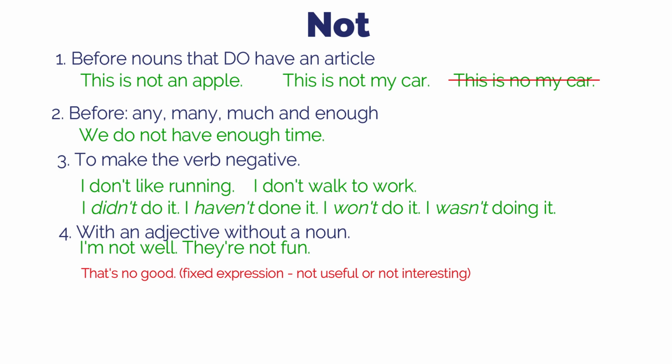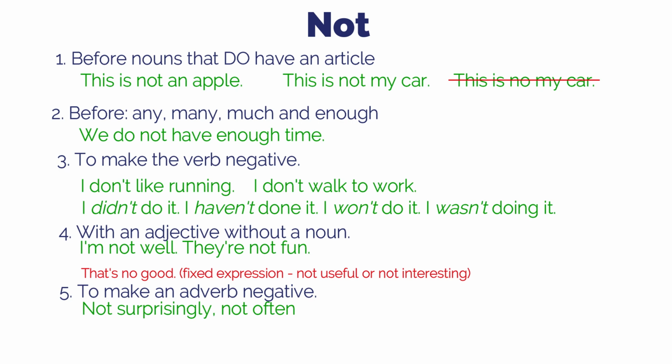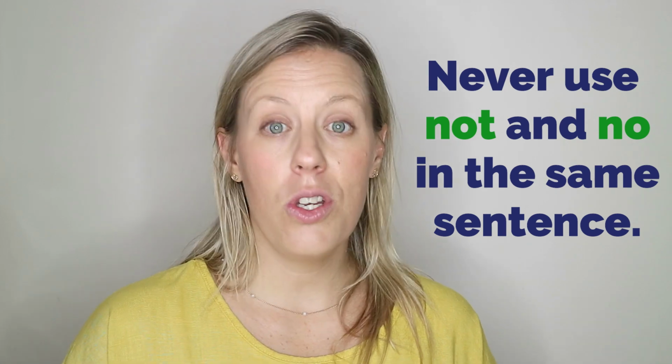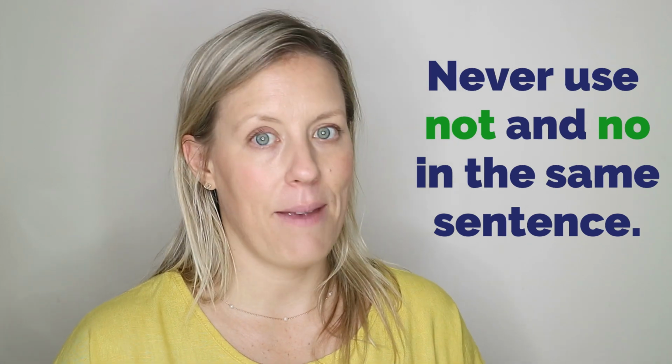We use not to make an adverb negative. For example, not surprisingly or not often. And we use not before a pronoun or noun in short replies. So with very short replies, we use no. But with a pronoun, for example, who came to the party? Not me. One very important rule to remember is we never, ever use not and no in the same sentence.